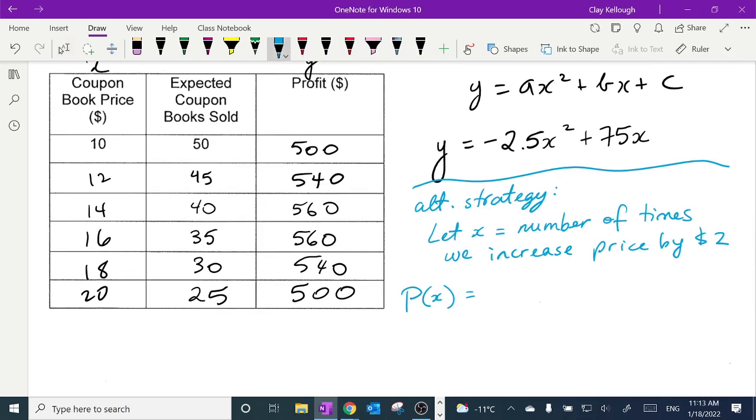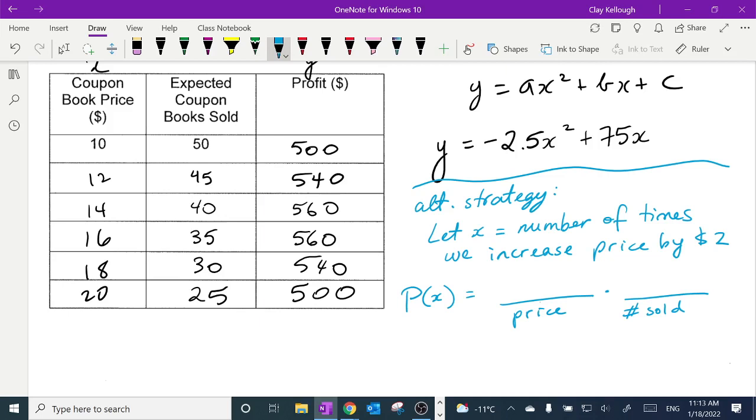Profit is the amount of the price times the number of books we sell. I mean, that's how all business works, right? Retail is price times sales. And then, of course, you minus from that all the things that your overhead and how much it costs you to put the material on the shelves and stuff.